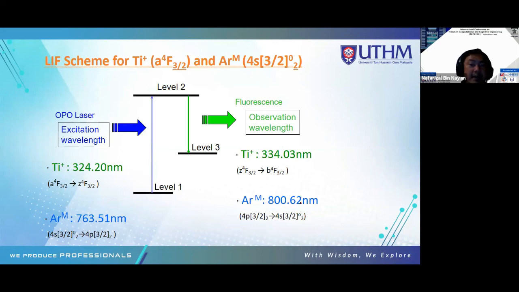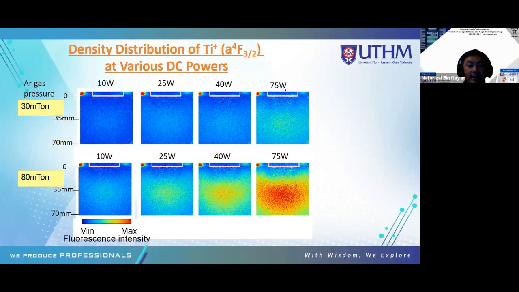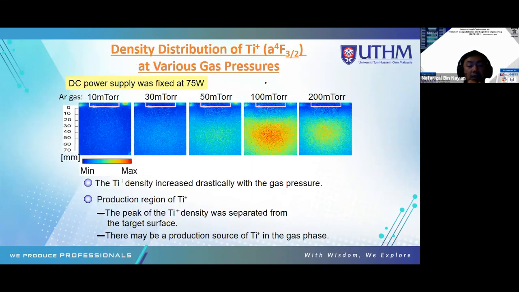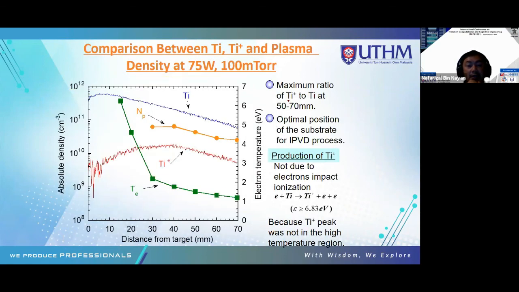We can also investigate the titanium ion and the argon metastable state. It is quite a useful technique. For example, here we can see the titanium ion has a lot of density quite far from the target, from the source. The source of titanium is on the top here. The titanium ion is created in this region. We can see the effect of the gas pressure. So we can do a lot of things by having these tools.